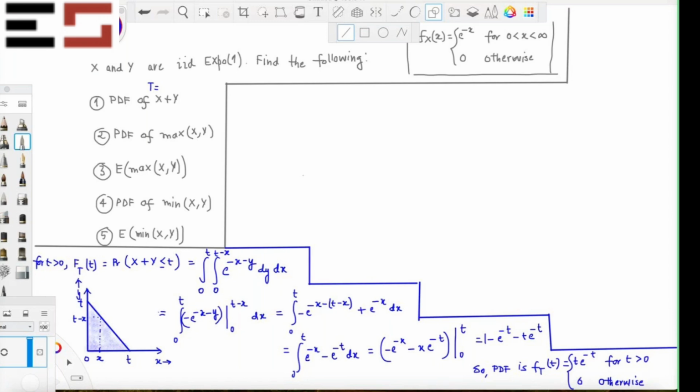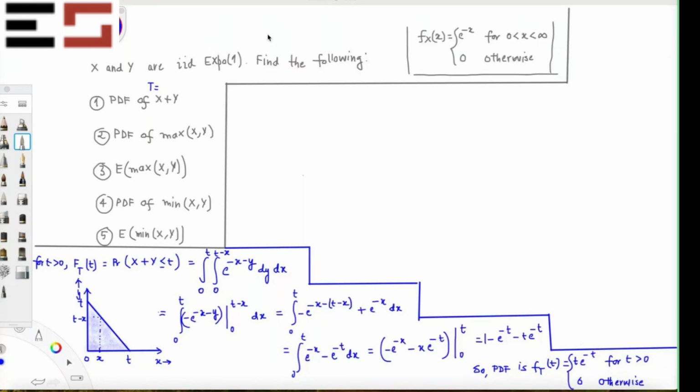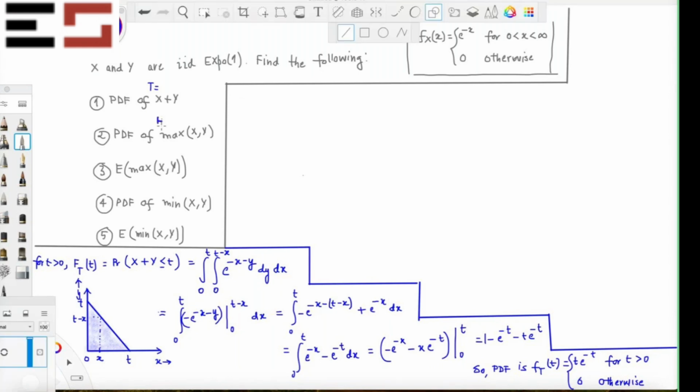Any questions? Okay. Now let us figure out the PDF of max XY. So let H equal max XY, and let L equal min XY. Okay, so let's find the PDF of H.